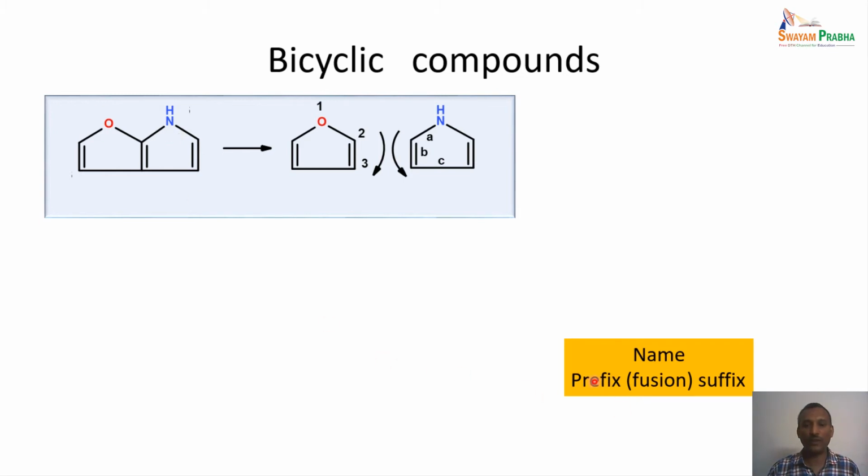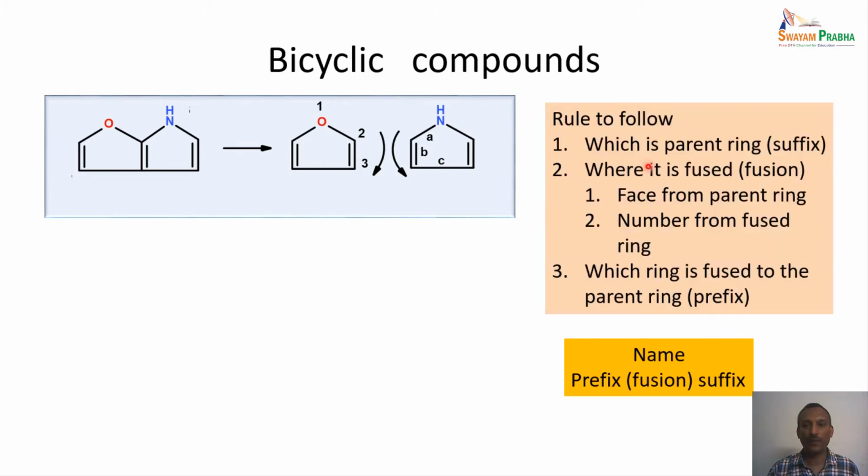So the prefix is always the other heterocycle, the suffix is the parent one, and we have to talk about the fusion, which way the fusion took place. So we have to follow the same rule which we have already followed. First identify the parent ring, then identify the fusion, then identify what ring is fused to the parent ring, the prefix. These are the three things we have to follow, and furan is given as furo as the fusion name, and 2, 3 and B fusion.